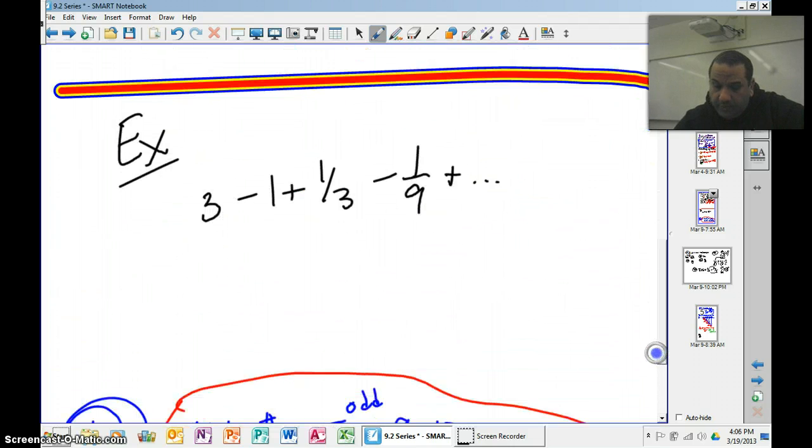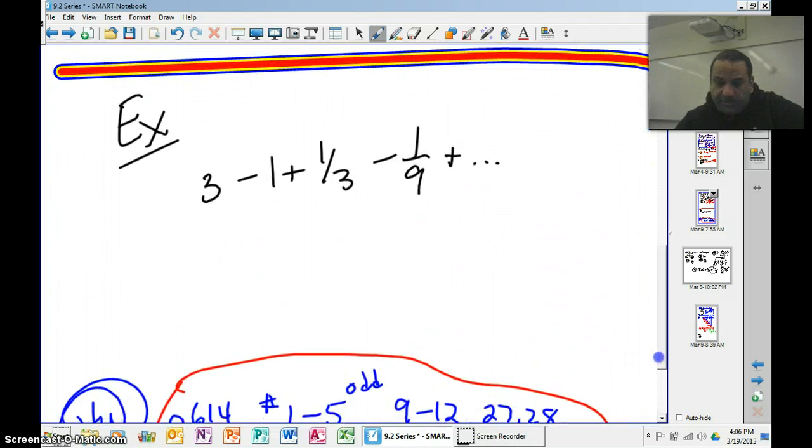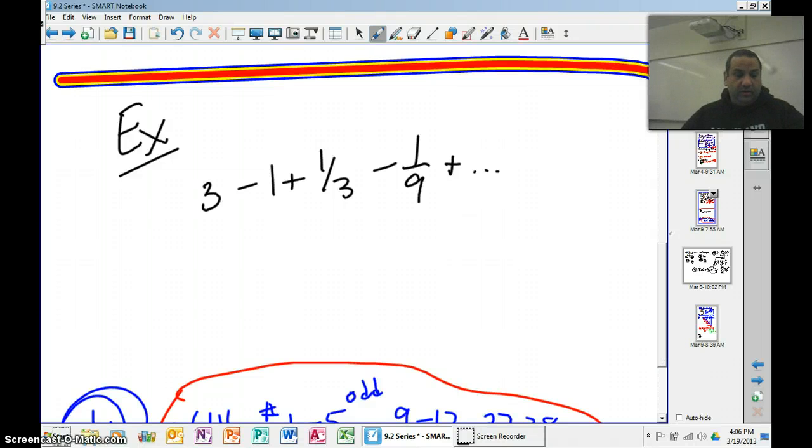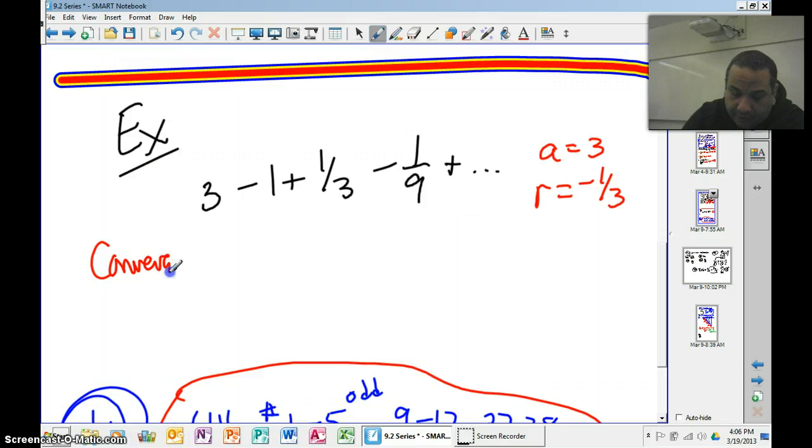Let's do another one. Here's an example here. 3 minus 1 plus 1/3 minus 1/9. Well, let's think about this. A is the initial amount. It looks to be multiplied by negative 1/3 each time. So I think r is going to be negative 1/3, so therefore this thing is going to converge. This has to converge if the absolute value of negative 1/3 is less than 1.